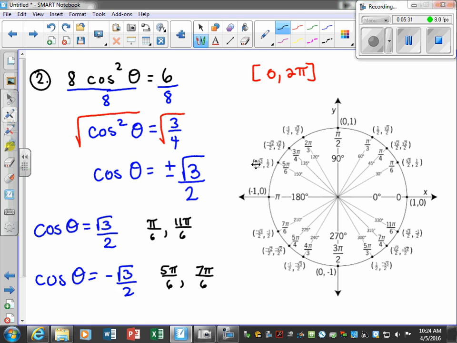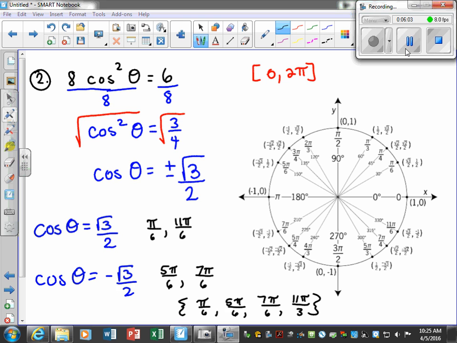All right, so basically if I list all the solution answers, it would just be pi over 6, 5 pi over 6, 7 pi over 6, and 11 pi over 6 as all the answers, all the thetas that satisfy the original equation. Now, these are just in order. They don't necessarily have to be. As long as we include all four of them, I just put them in order. So this is the set of all the thetas that satisfy 8 cosine squared theta equals 6.